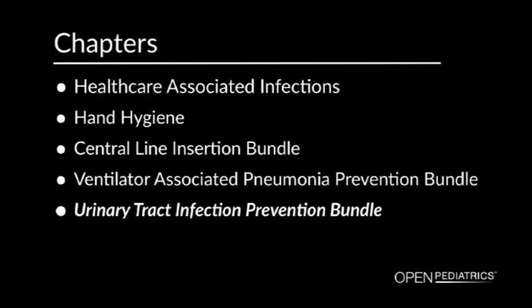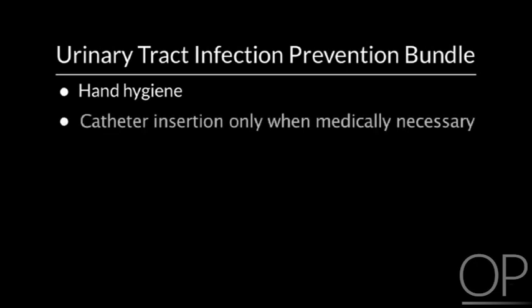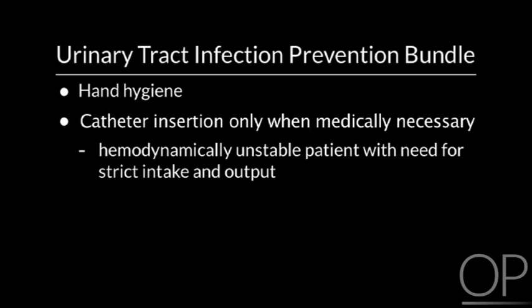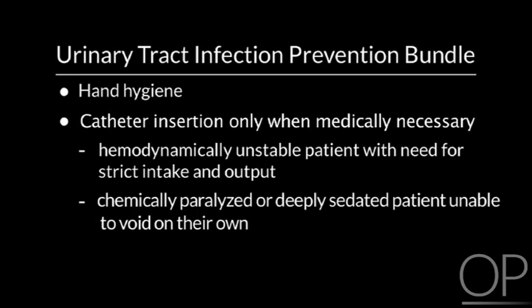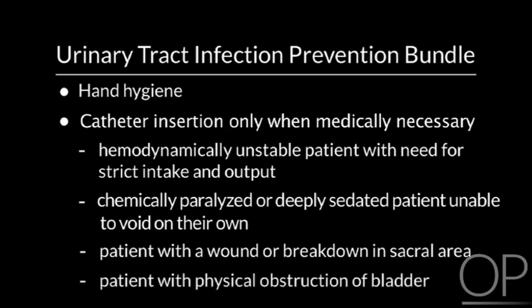Urinary tract infection prevention bundle. At Children's Hospital Boston, our urinary tract infection prevention bundle includes the following components: hand hygiene, which is the basis of all infection prevention initiatives; inserting catheters only when medically necessary, as defined by the hemodynamically unstable patient with the need for strict intake and output; the chemically paralyzed patient or deeply sedated patient who is unable to void spontaneously; the patient with a wound or breakdown in the sacral area; or the patient with physical obstruction of the bladder.